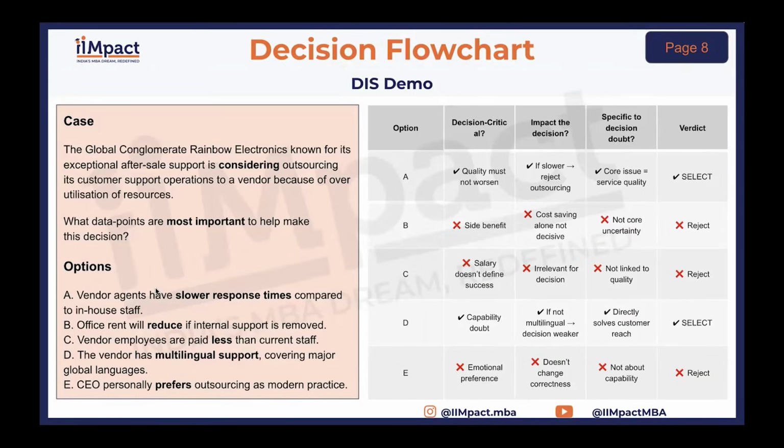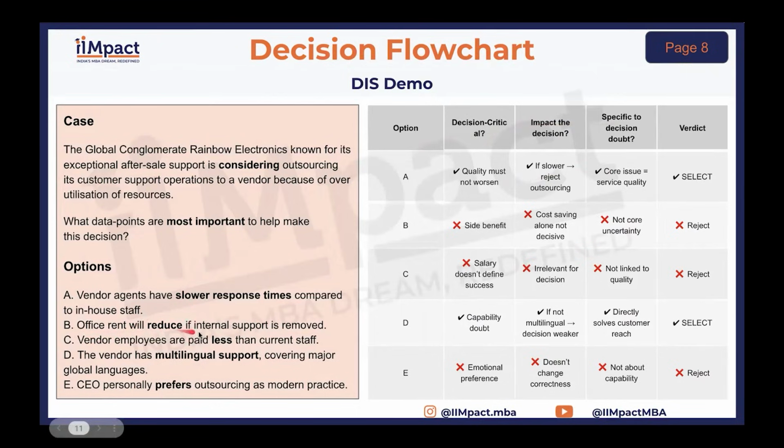So yes, it has an impact on the yes/no decision. And is this specific to the decision doubt? What was the decision doubt in my mind? Will I be able to maintain this exceptional quality of after sale support? That was the core issue that I had, the service quality. And yes, it is getting addressed through this point. This point provides information for this particular concern of mine. So yes, it's a tick, tick, tick across the three factors: decision critical, impact on the decision, and specificity. So it's a good option to have.